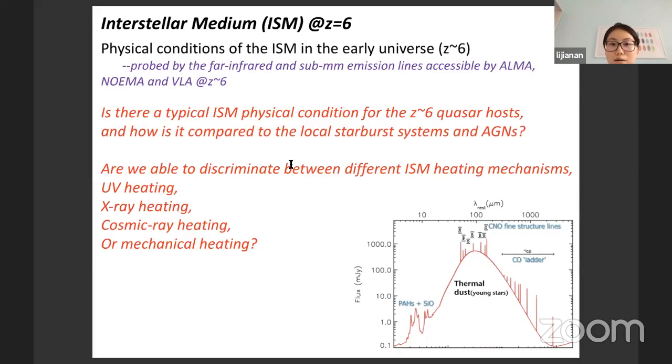These studies are basically through observations of the CNO fine structure lines and also the sub-millimeter CO transition lines. These lines are easily accessible by ALMA, NOEMA, and VLA at redshift 6. Through these observations, our objectives are to find if there are typical ISM physical conditions for these redshift 6 quasars and how they compare to local starburst systems and AGNs. Also, are we able to discriminate between different ISM heating mechanisms, like UV heating, which is produced by the stars, and X-ray heating, which is mainly produced by the AGNs?